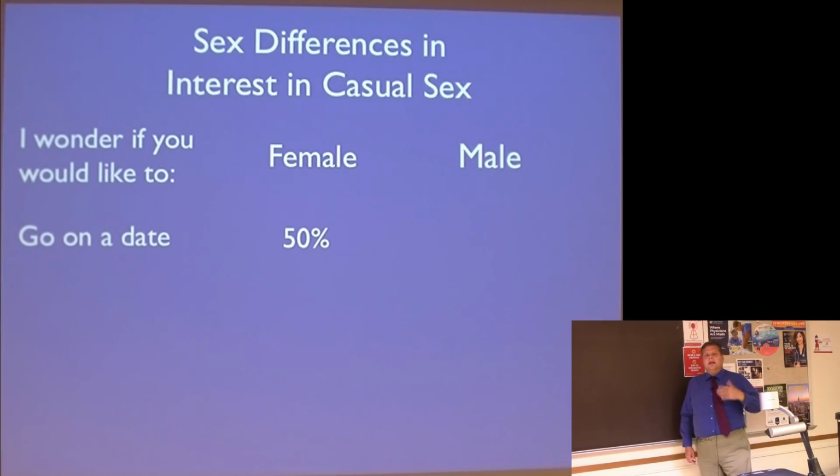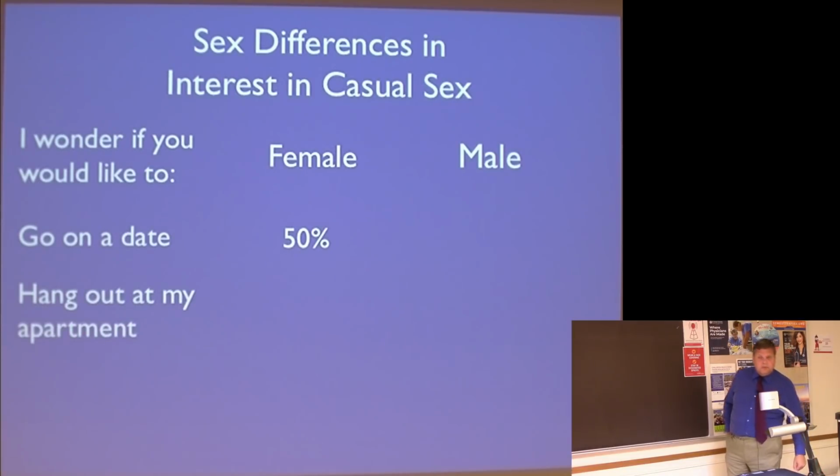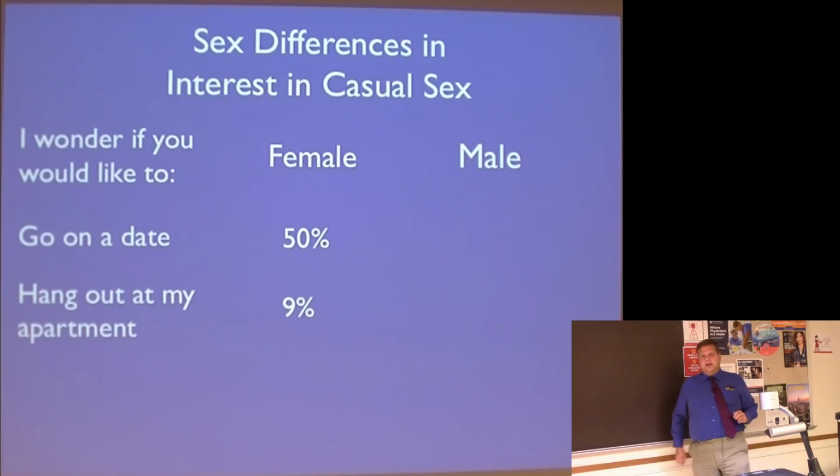Okay? Now, for another third of the females in the study, the good-looking guy was assigned to a random female, and what he was supposed to say was he'd go up and say, "Hi, I've seen you around campus. I find you very attractive. Would you like to hang out at my apartment with me?" When asked that, only 9% said yes to that.